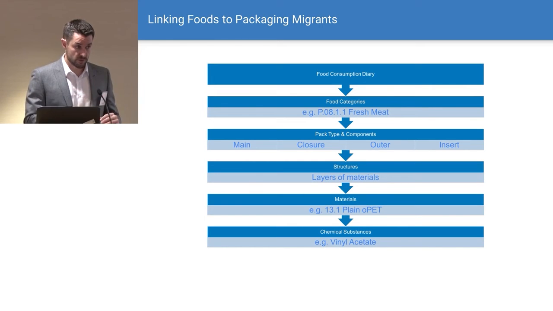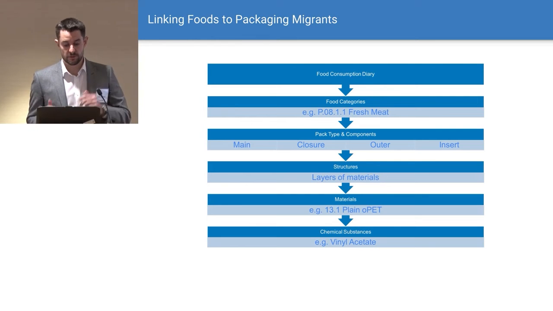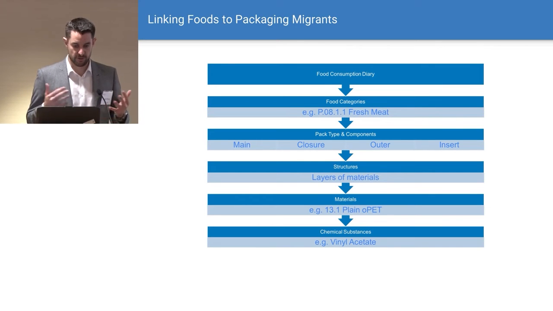Then for those components, we need to know what the structure of them is. Packaging is usually a multi-layer structure, sometimes they're monolayers, but we need to know what the composition is. We need to know the composition of those materials, and then you need to know the level of the chemical substance in those materials. Having all those different inputs then means you can link the substance to a given food consumption event. And the data was gathered to do this. So it can be done, and we did it. It nearly killed me, but we did it.